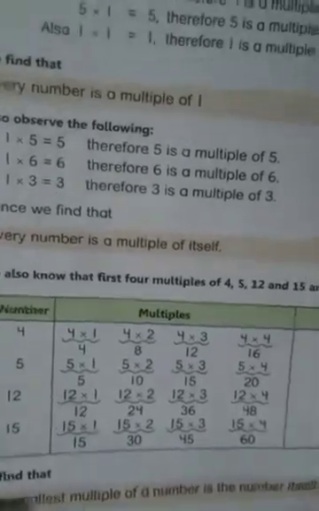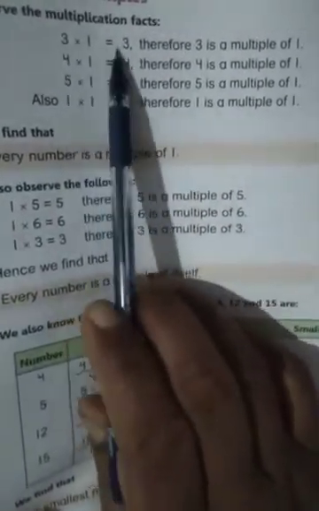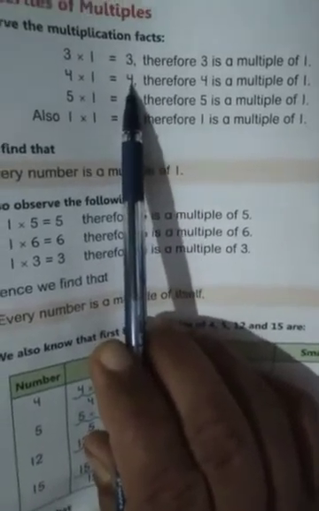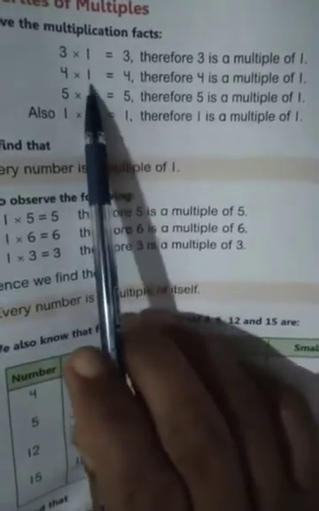Now how can we judge? See here, in the first case, every number is a multiple of 1. That means 3 ones are 3, 4 ones are 4. So every number is a multiple of itself, as well as every number is a multiple of 1 also.